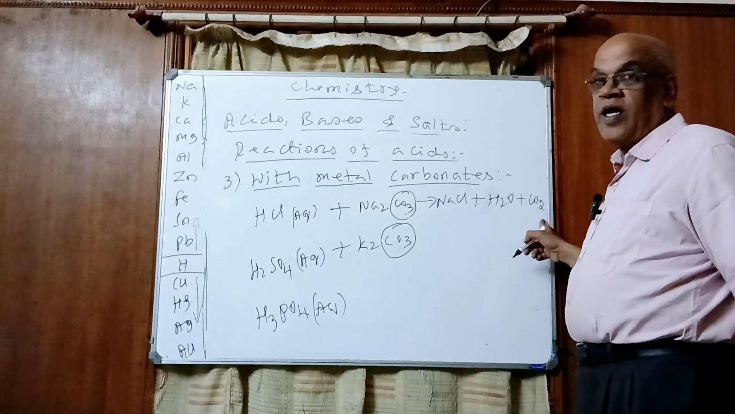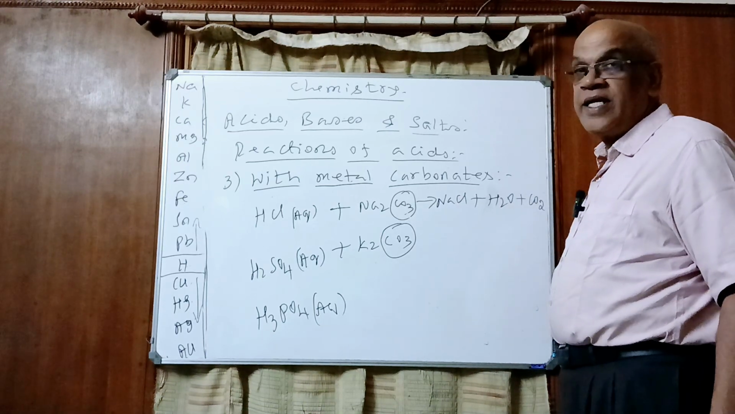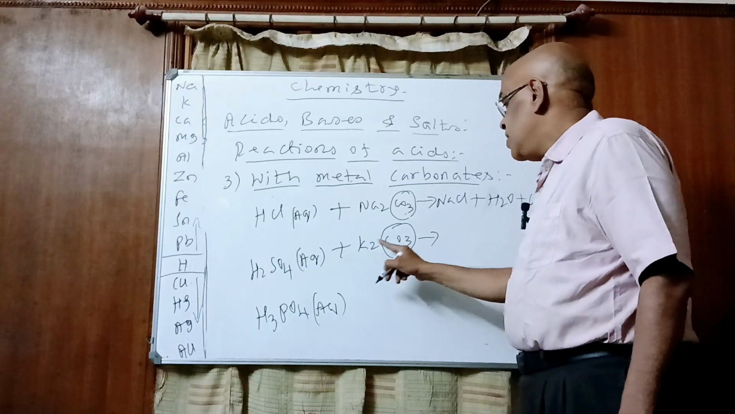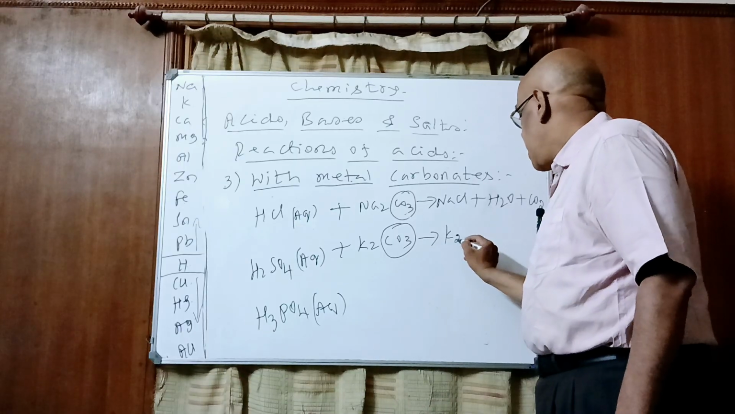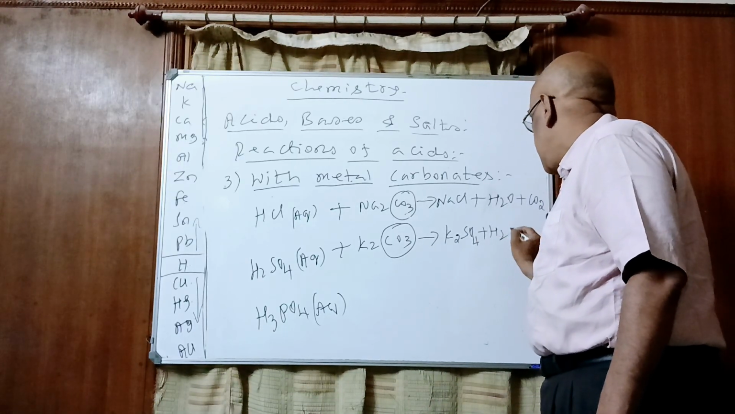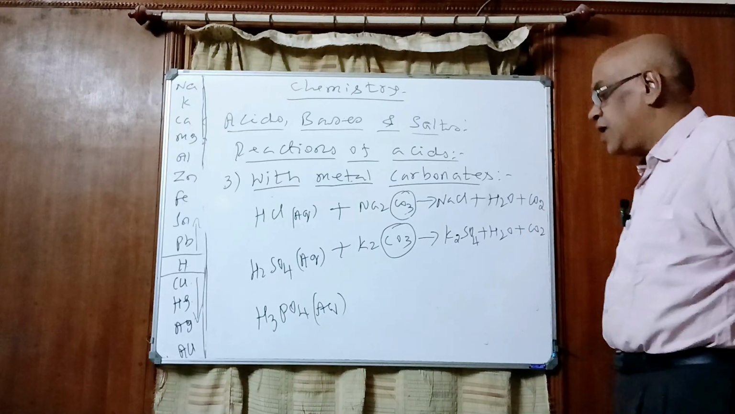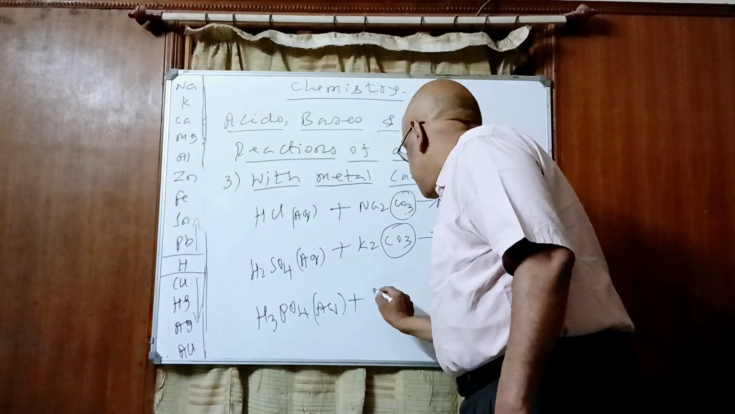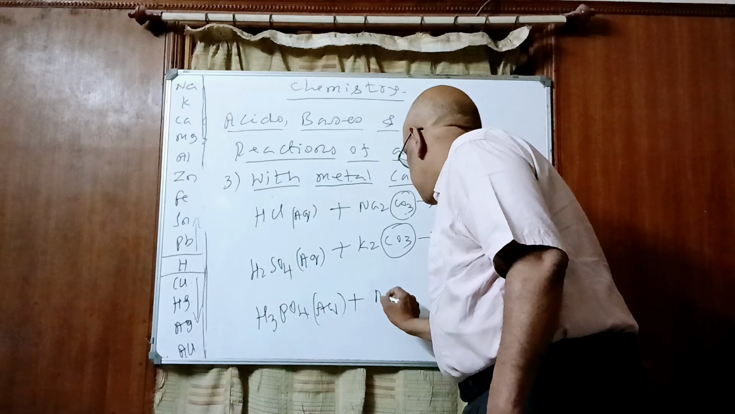An additional product has come here. What is that additional compound? Carbon dioxide. Why? Because the reactant is a carbonate. Similarly, no need to discuss here. Potassium sulfate, K2SO4, plus water plus carbon dioxide. Yes or no, children? You can take anything here.